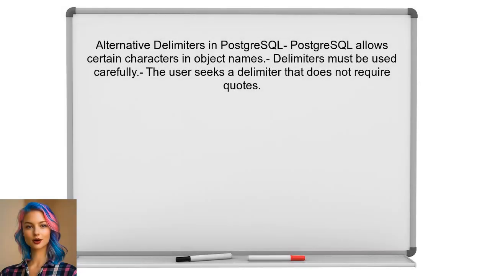To address the user's question about alternative delimiters in PostgreSQL, we first need to clarify that PostgreSQL allows certain characters in object names, but they must be used carefully. The user is looking for a delimiter that does not require quotes.